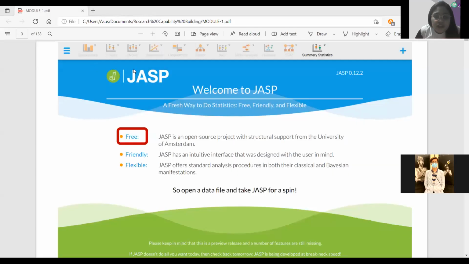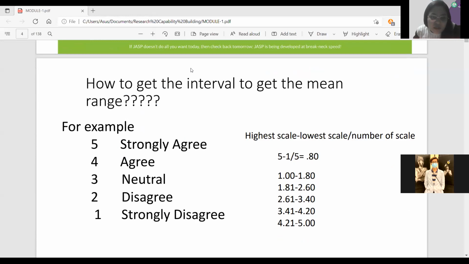Okay, let me share this. Okay, so again, we will still be using the JASP software for our inferential statistics. When you say inferential statistics, we are using here critical judgment and critical analysis for us to draw a conclusion from our collected data. So we will be giving meanings to the numerical values. Okay. Now, for those who will be conducting a survey, this is how you get the interval, how to get the mean range.